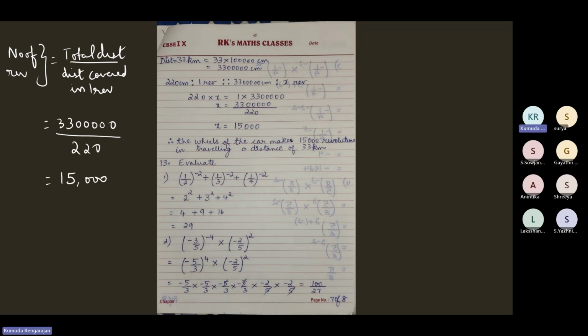You can also do it like this. You can also take this formula. Number of revolutions is equal to total distance by distance covered in one revolution. Total distance is 33 kilometers. Convert that to centimeters. By the distance covered in one revolution, which is a circumference, 220.